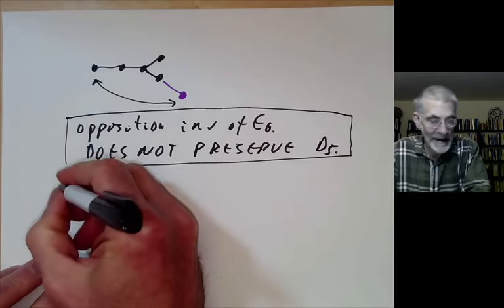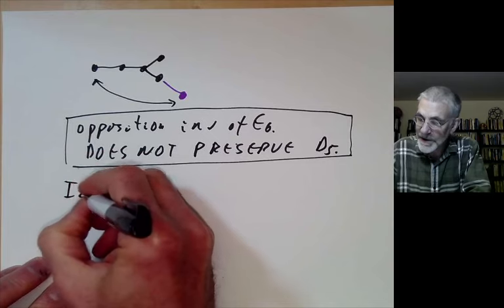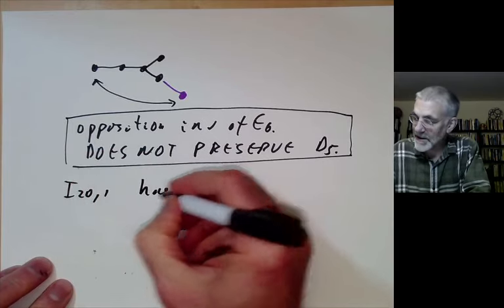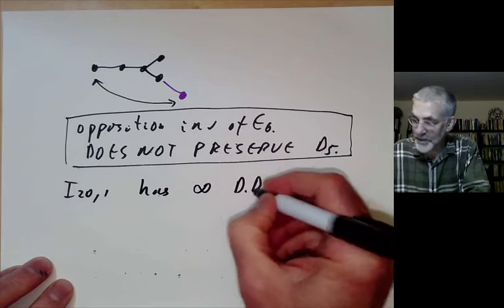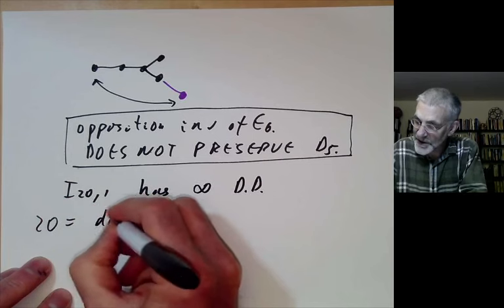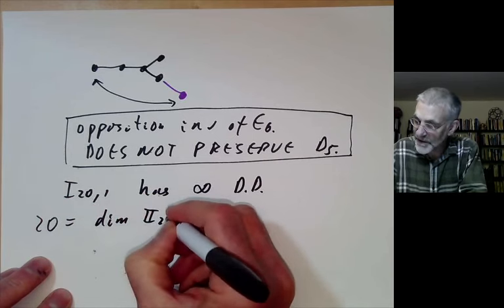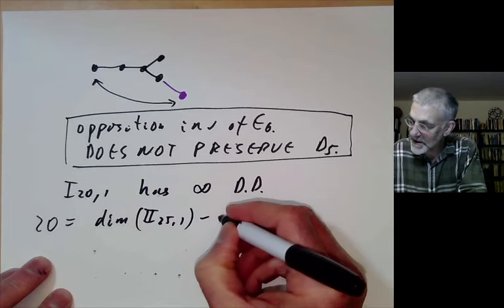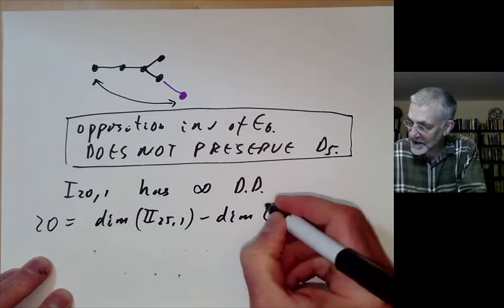And we can now see why II25,1 has an infinite Dynkin diagram. And the reason is that 20 is equal to the dimension of II25,1 minus the dimension of E6.